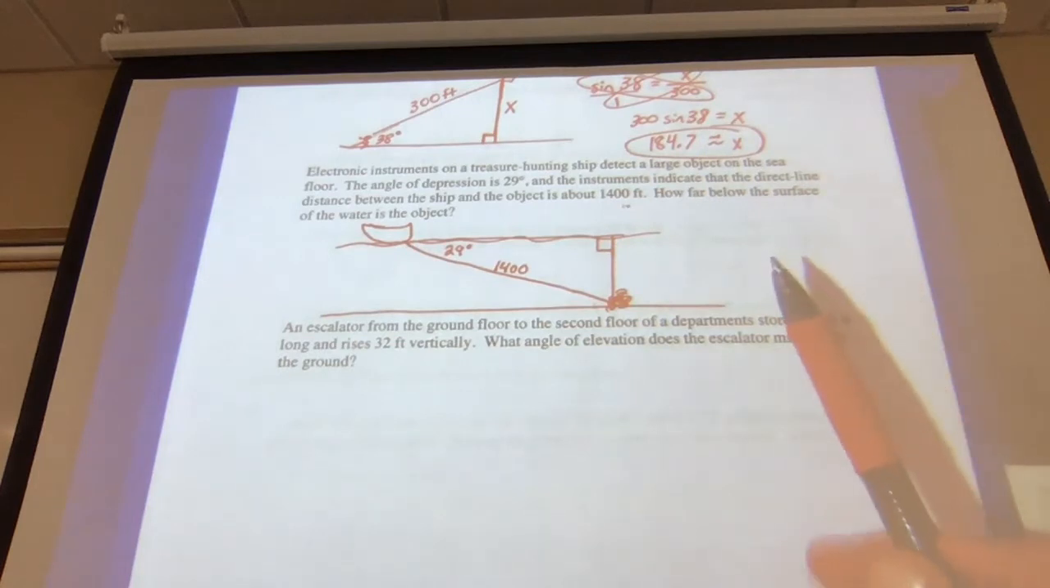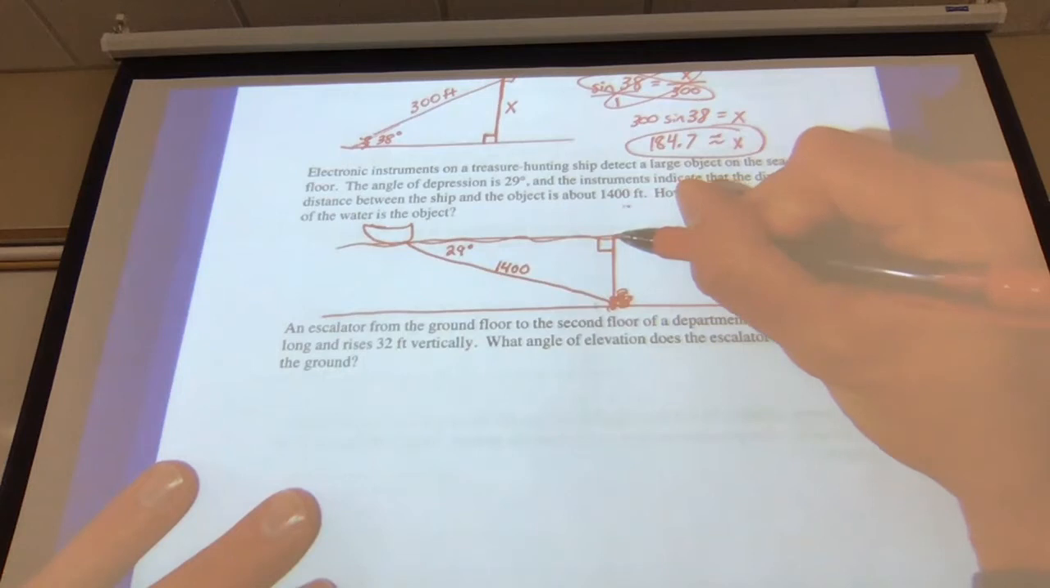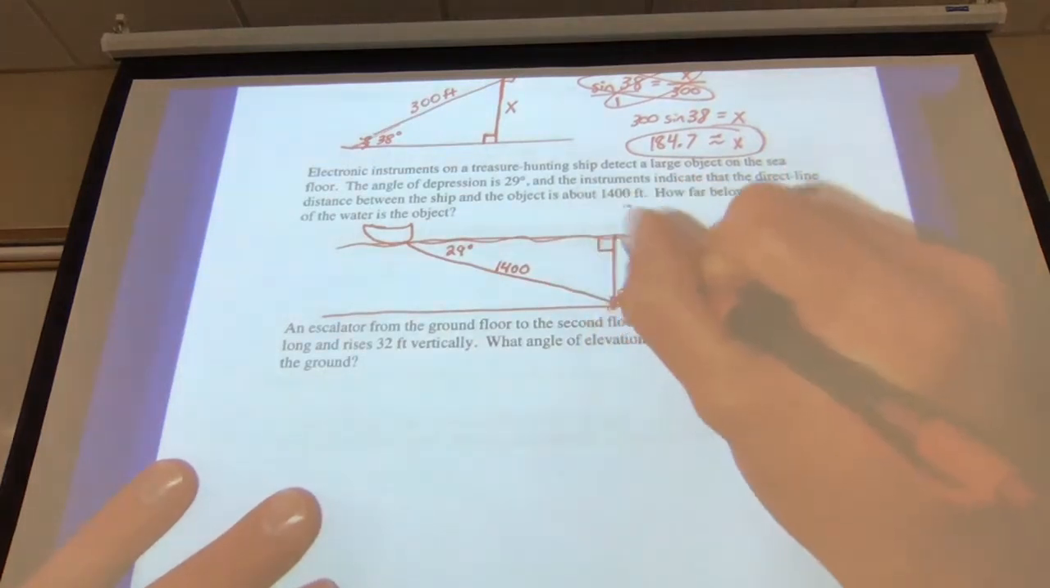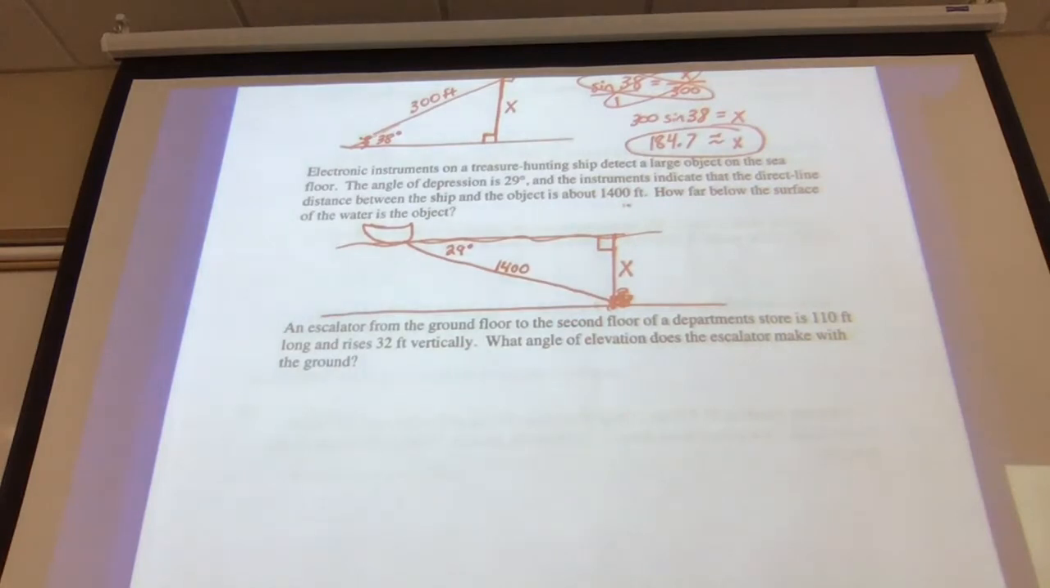And what are they asking us to find here? They want to know how far below the surface of the water is the object. Here's the surface of the water. Here's the object under the water. This distance right here is X. All right, any questions with the picture first before we just solve this one?